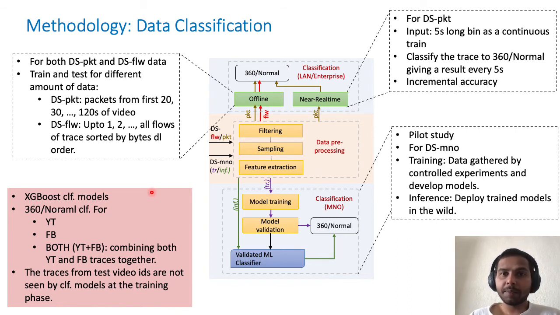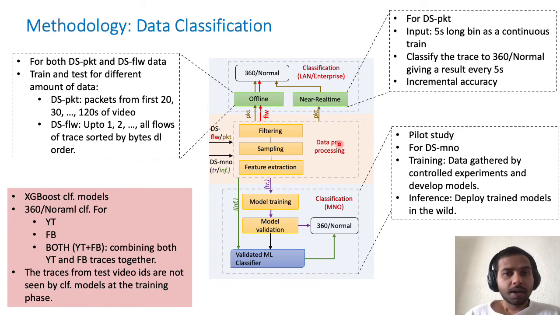We have divided them mainly into train and test datasets, and the traces from the test video IDs are not seen by the classification models at the training phase. There are 2 main scenarios in the classification. One is classification at LAN and enterprise level, and the other is classification at mobile network operator level, which is a pilot study in our case.